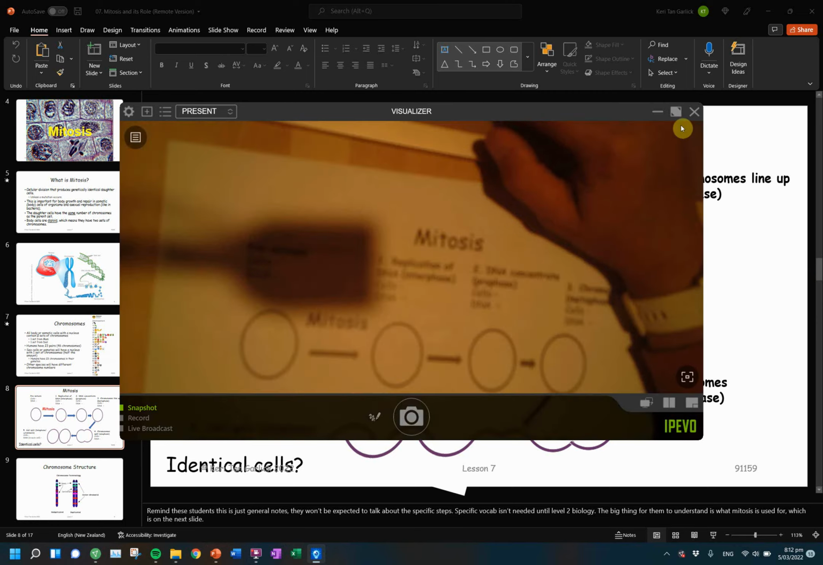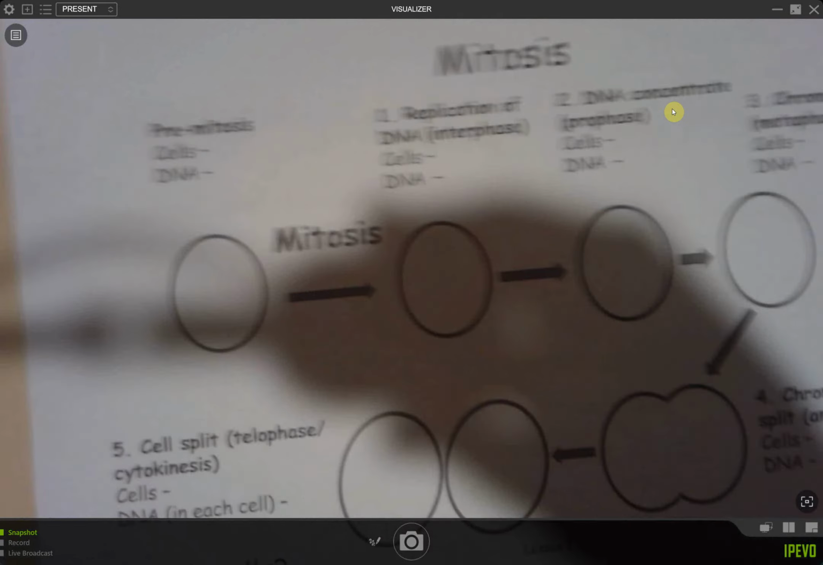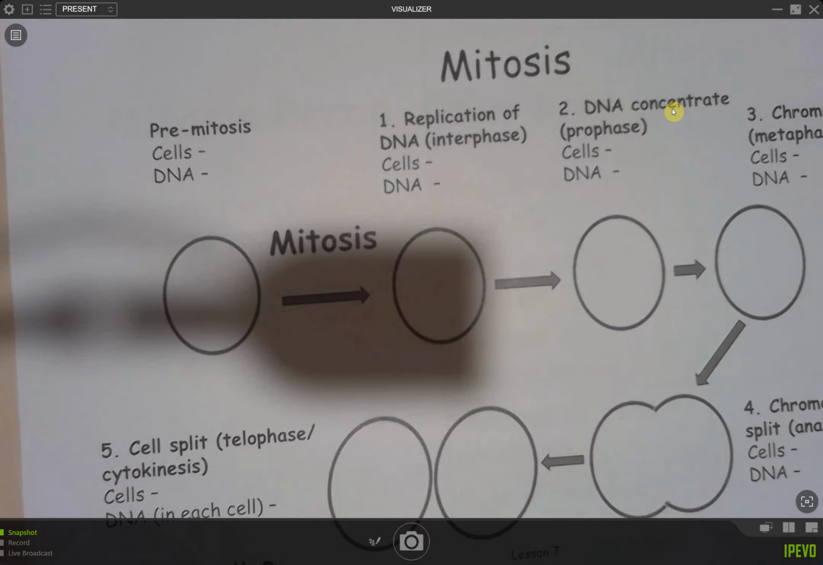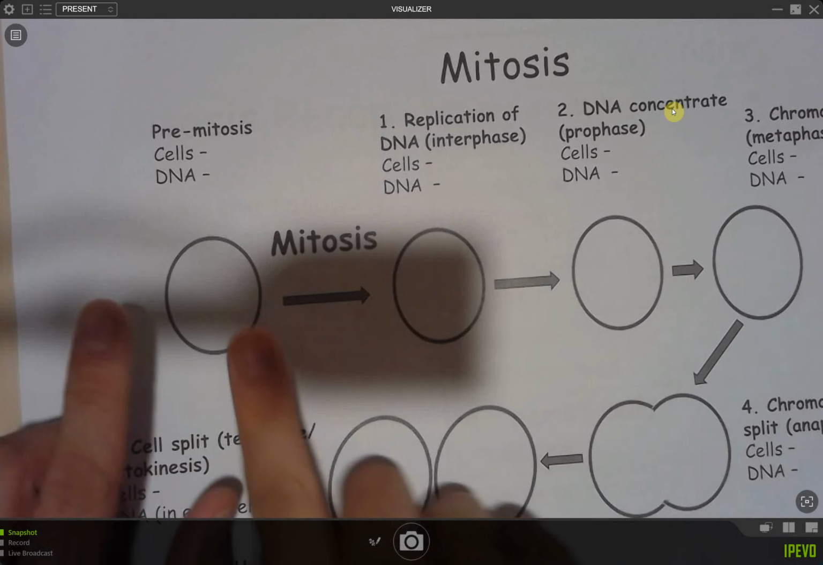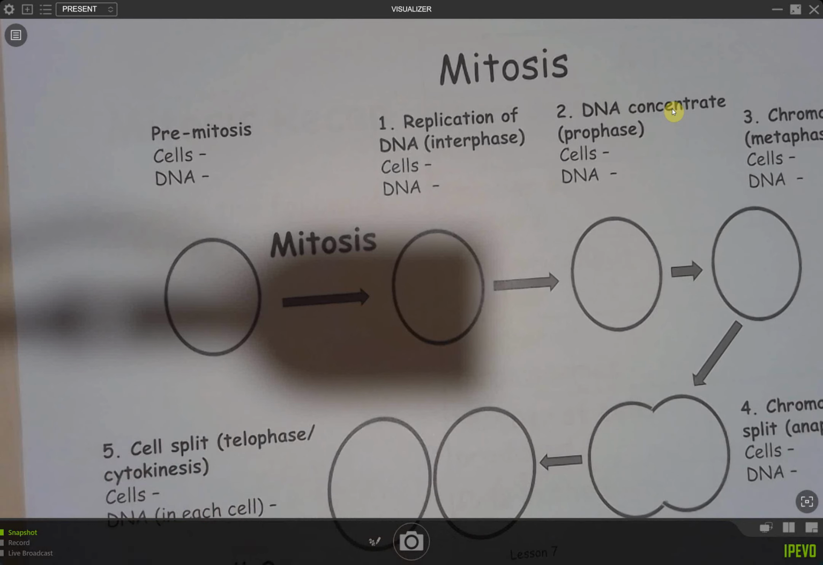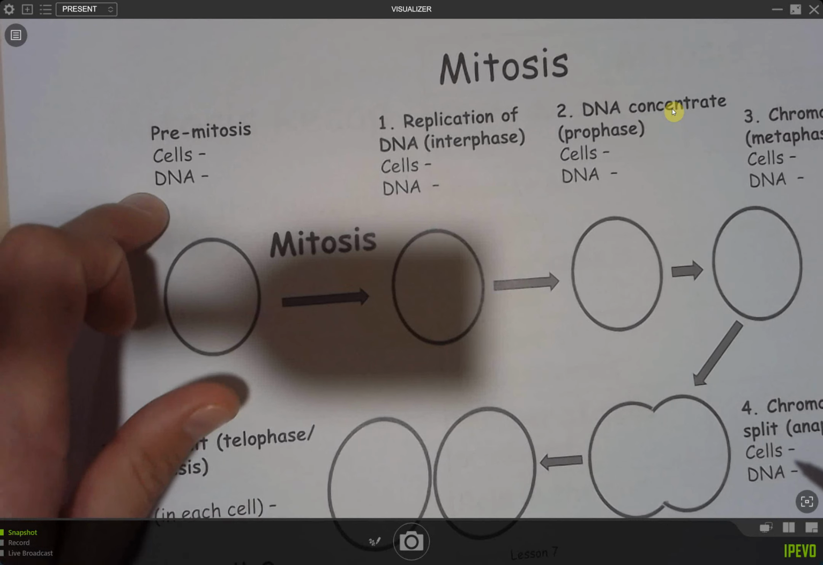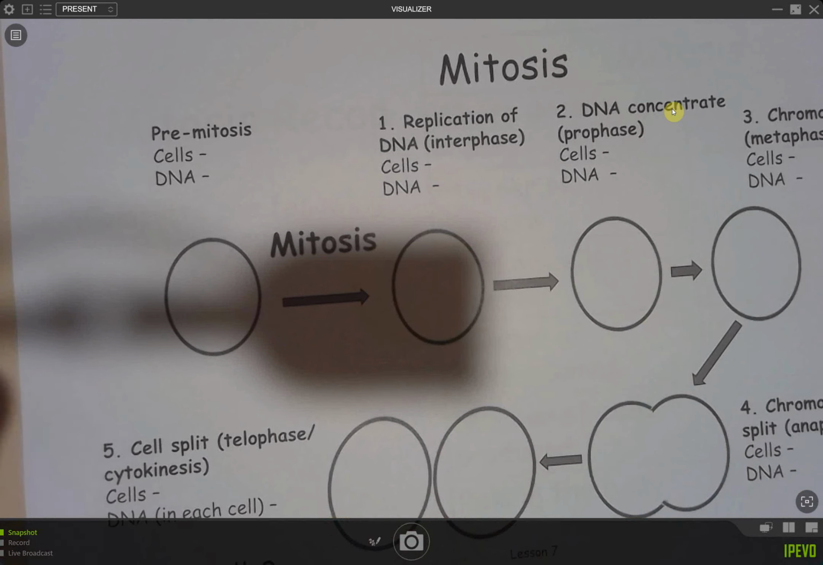Now I remember what I was going to talk about. When we actually do our drawings, sorry about the shadows. So before our cell goes into mitosis, we have a stage called pre-mitosis. This is just the cell kind of chilling and hanging out. I like to keep track of the cells and the DNA amount because then you can see the process of the doubling and then the dividing. It's also really useful because when we compare it to meiosis, you'll see what I mean.